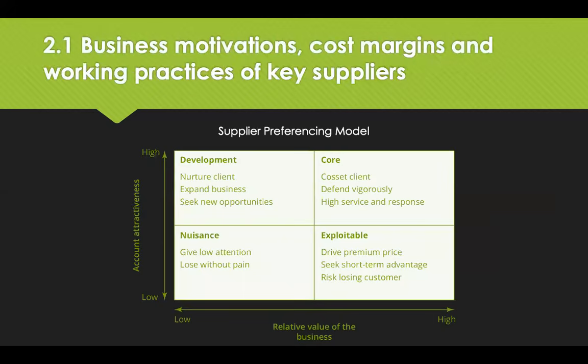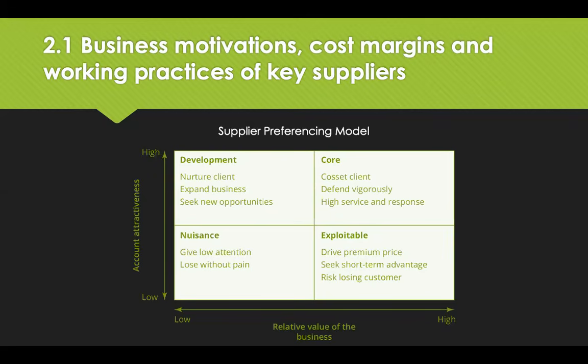Now, the supplier preferencing model, which you can see on the screen, was developed by Steele and Court in 1996. It allows the buyer to understand how suppliers view the buying organisation and its requirements. It has two axes: attractiveness of account and relative value of business. These produce 4 quadrants that reveal how a supplier might view a buyer. So let's go top left. You're an attractive account, but you're not spending very much money with them. So you fall into what we call the development quadrant.